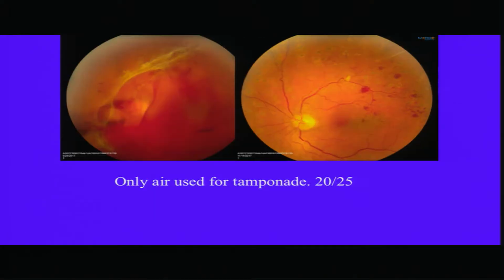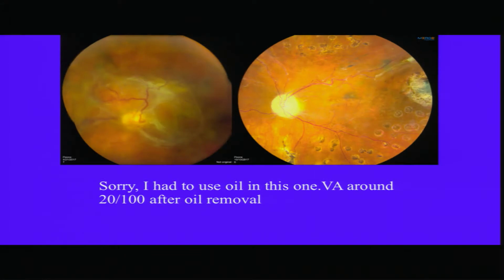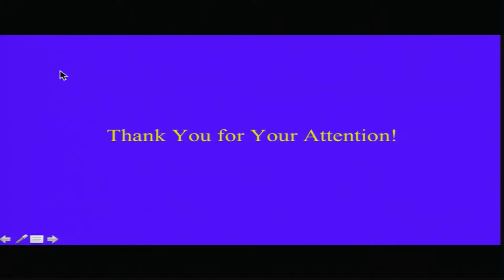This is another one, and this is another one. Another one. In this one, I had to use oil because there was a big break over here, but still, I removed the oil about a month later, and 20/100 vision. There is some optic atrophy because of long-standing traction detachment. Thank you, and I'll be happy to take the questions.